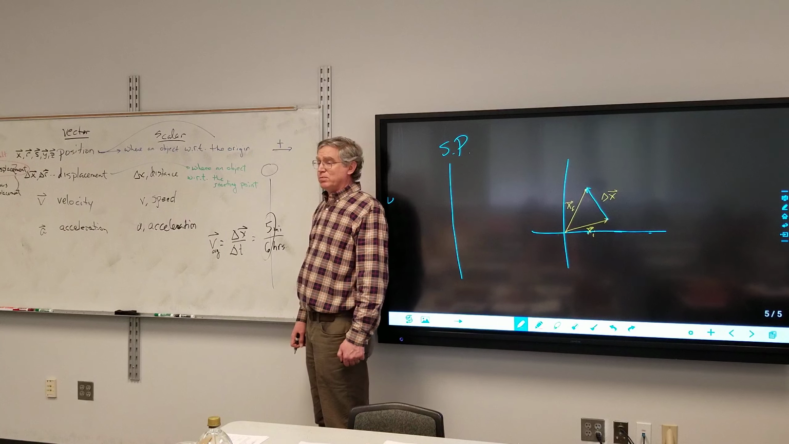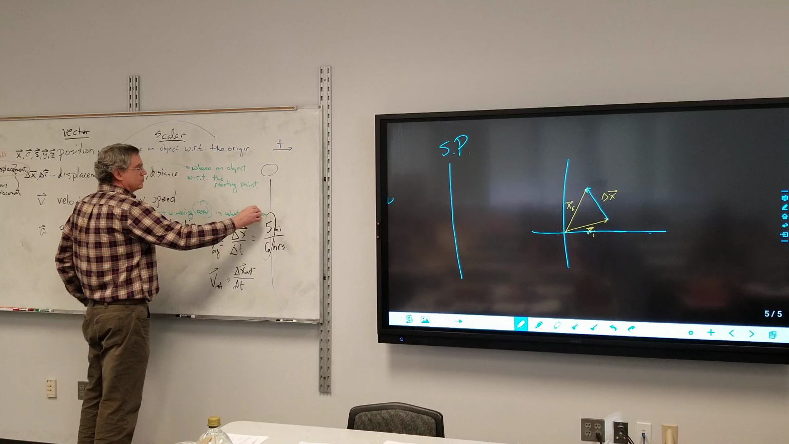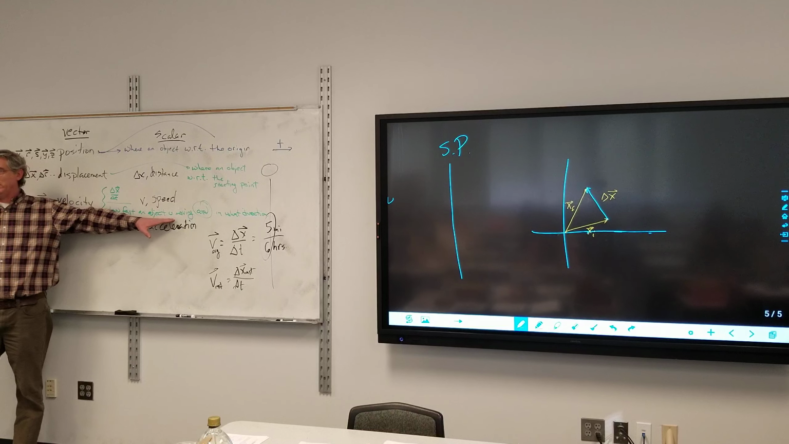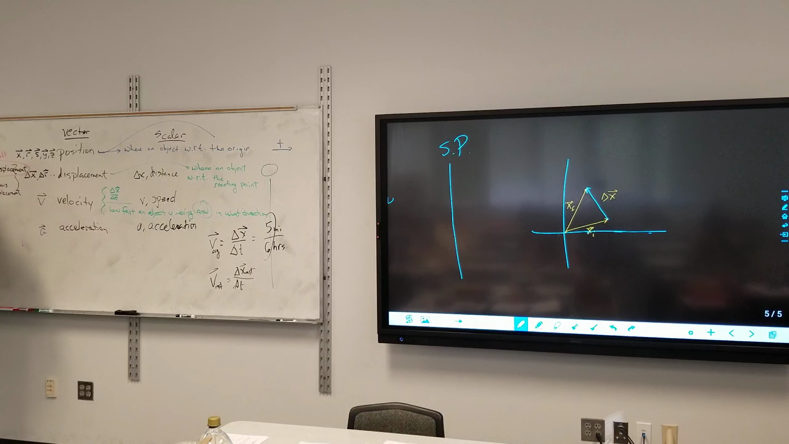All right, so velocity, you sort of look at it in two ways. One is the math way right there, it's the displacement divided by time. And it's how fast an object is moving and in what direction. If I just did how fast an object's moving, that's the speed. I need the direction to make it velocity, which is a vector.